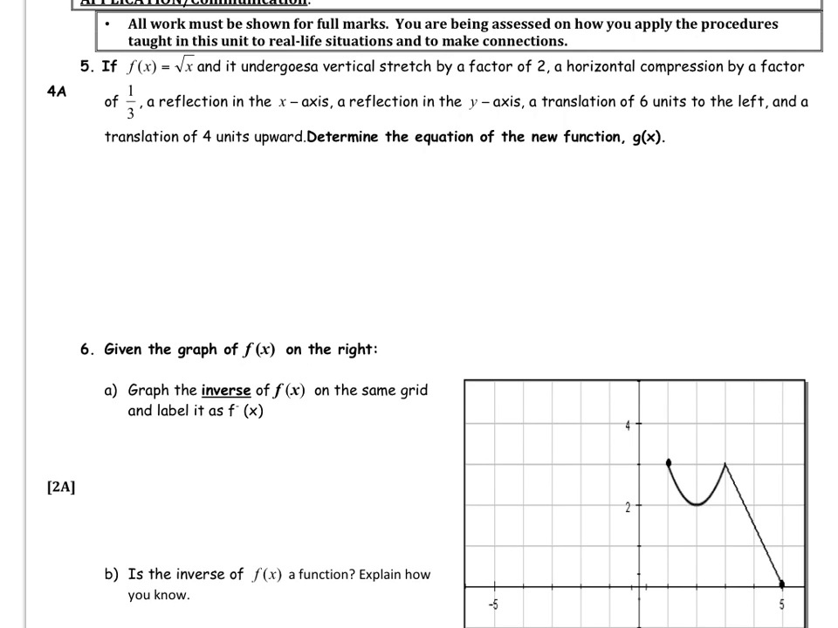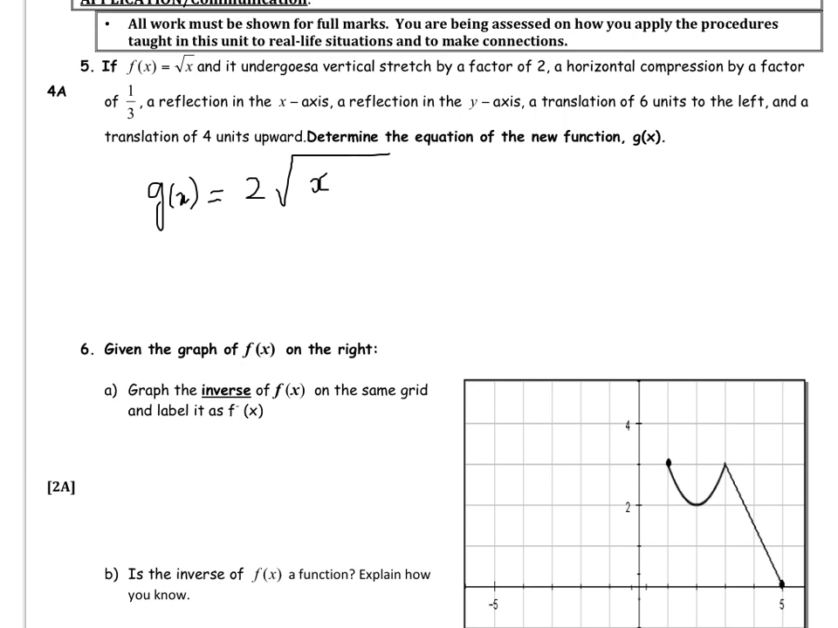The next question is to find the equation of a transformed function if the following transformations are performed on the base function f(x) = square root of x. So the transformed function is g(x). The first thing is it goes under a vertical stretch by a factor of 2, so we're going to get a 2 square root of x.